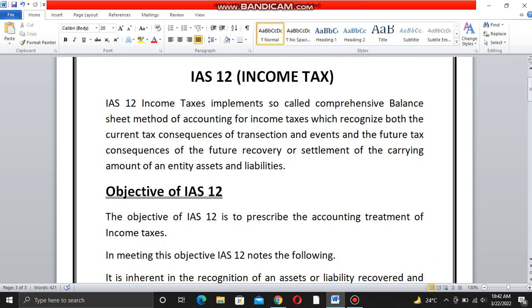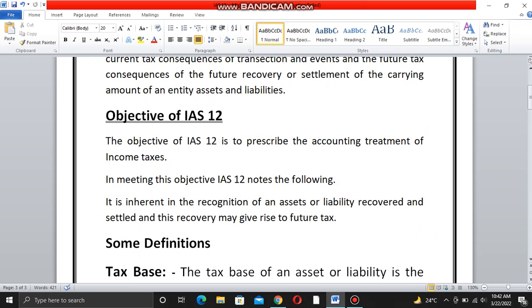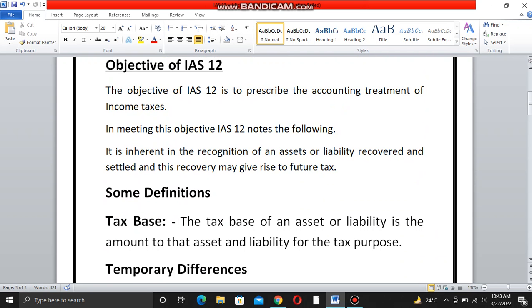All right. What are the objectives of IAS 12? The objective of IAS 12 is to prescribe the accounting treatment of income taxes. Of course, the main objective of IAS 12 is to explain and elaborate income tax and accounting. Income tax is very important, as I explained in the beginning of the video, because it is the source of revenue for the government. In meeting this objective, IAS 12 notes the following: the recognition of an asset or liability that is recovered or settled may give rise to future tax.